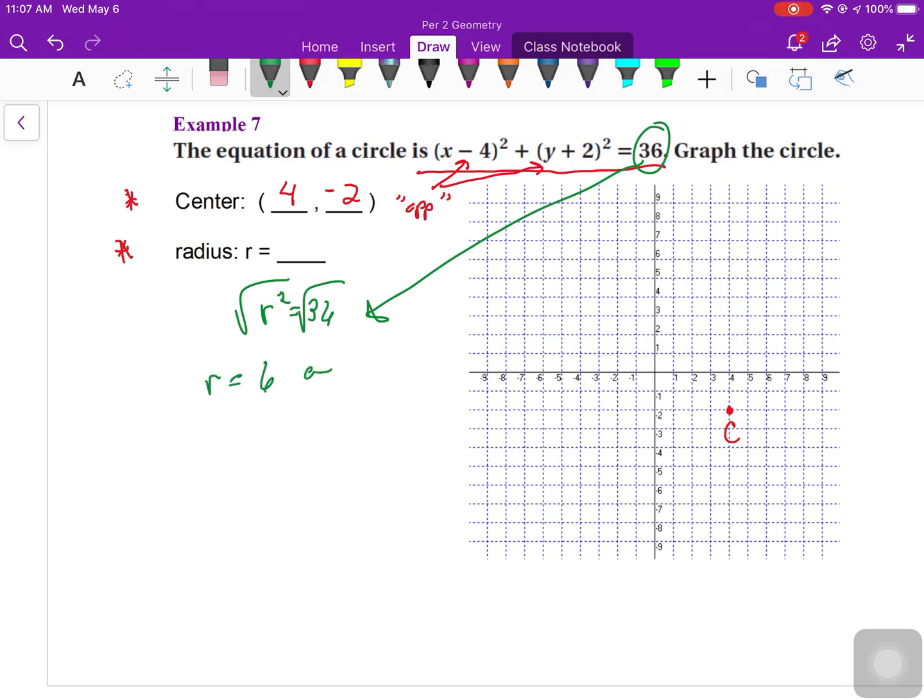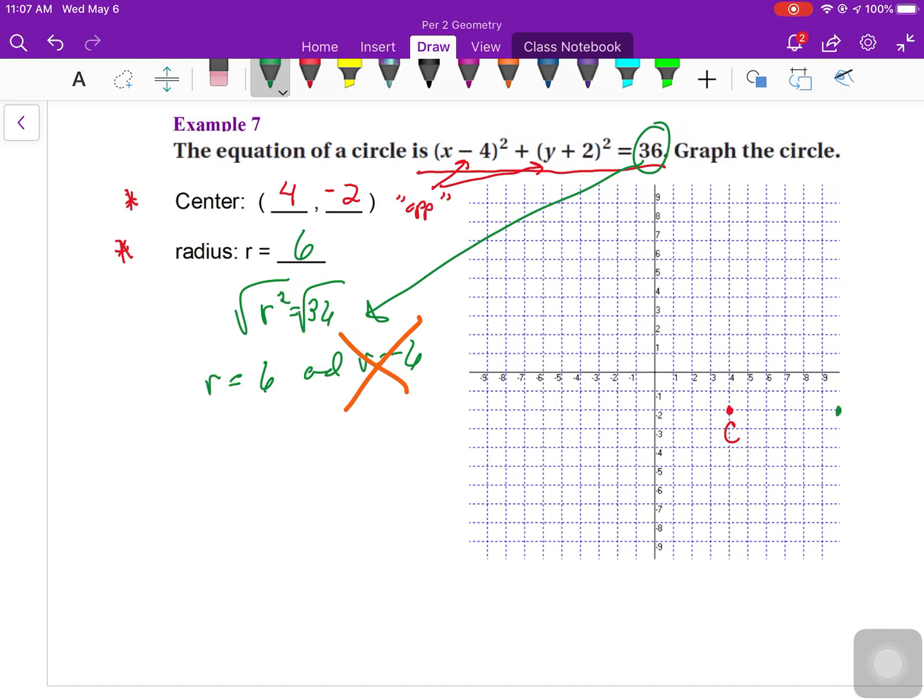Now for the radius, we know that this number at the end is the radius squared. So r² is equal to 36. We'll take the square root of both sides. We get r = 6, and also r = -6. But as we've talked about, the radius cannot be negative, so the radius here is 6.